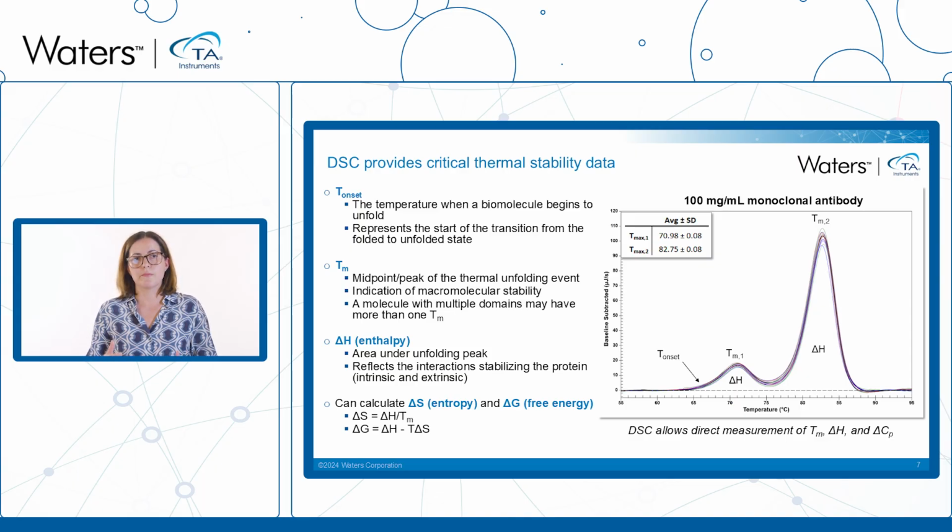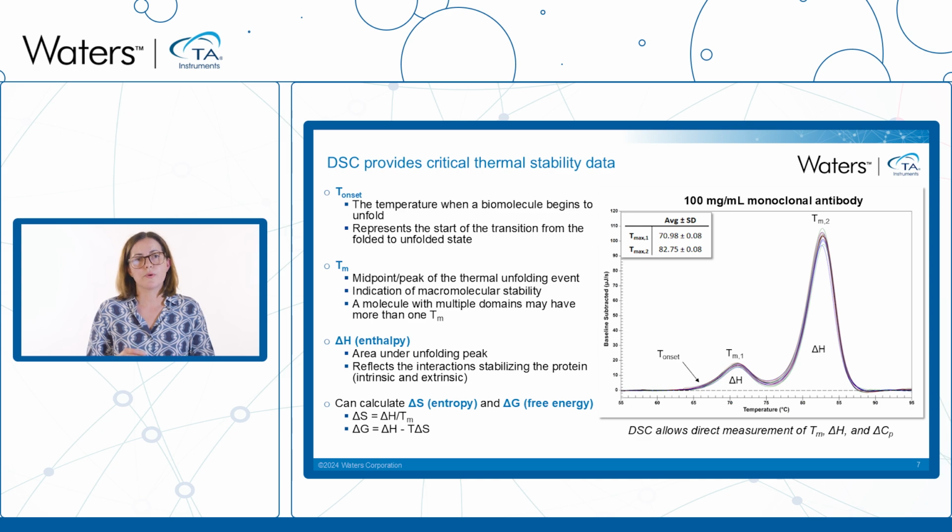So a DSC thermogram is going to give us the T onset, which is the temperature at which a biomolecule begins to unfold. It also gives us the midpoint temperature of that transition, or TM, which is the point at which 50% of protein molecules are on average unfolded. The shape and area of the transition endotherm also contains thermodynamic information about the process. So the integrated area under the peak in this DSC trace, divided by the total amount of protein, gives us the enthalpy for the unfolding transition.